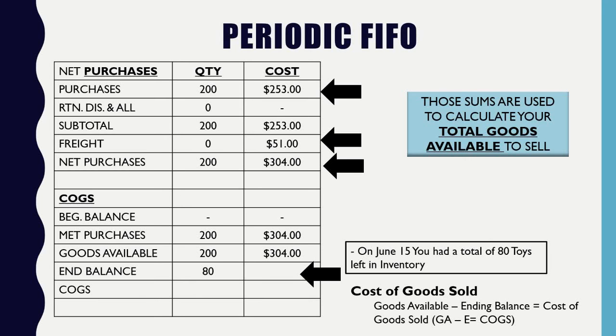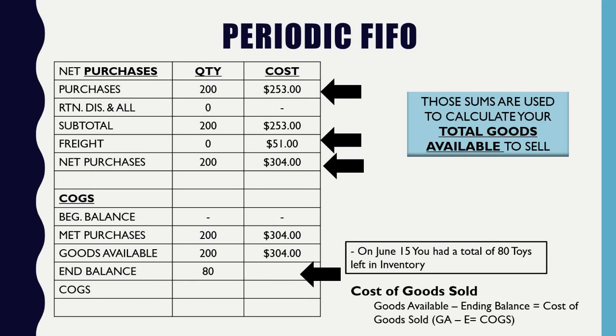So what you're going to do is take the calculated number that you have for net purchases and bring that down. And then to calculate the goods available, you're going to add the beginning inventory plus your net purchases to get your grand total of goods available. But in this case, we have 0, and we'll talk about it when we move into the second example. Okay? So here I have a total of 200 items available at $304.